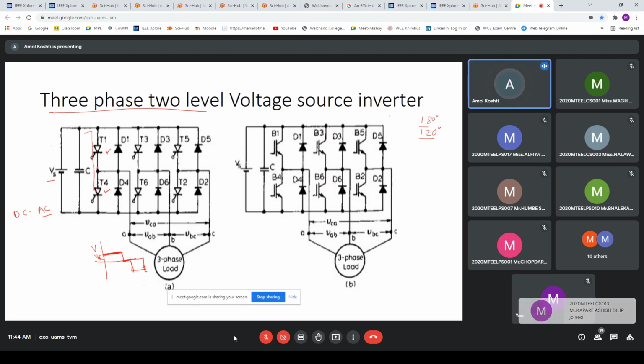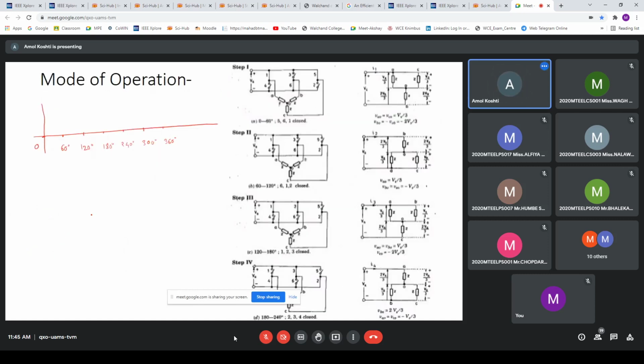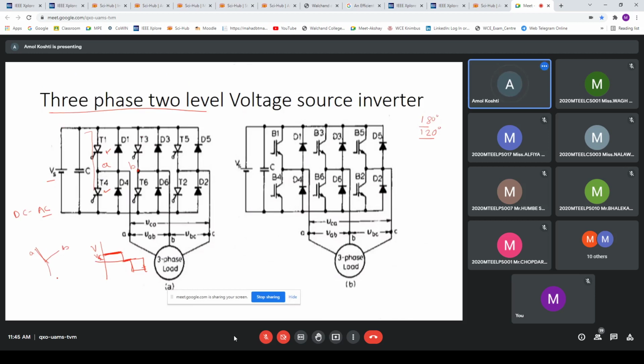Suppose this is the A phase, this is the B phase. We know there is a phase shift of 120 degree between the two phases. This is A phase, B phase, and this is C phase. So there is always a 120 degree difference. After A, 120 degree B will start. After B, 120 degree C will start. Or after 240 degree of A, C will emerge.